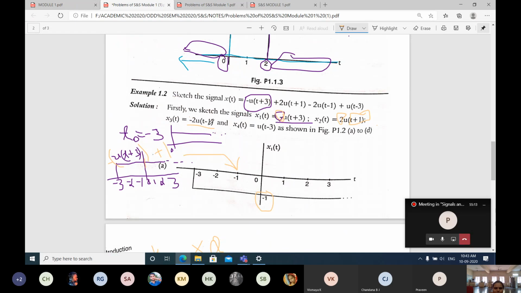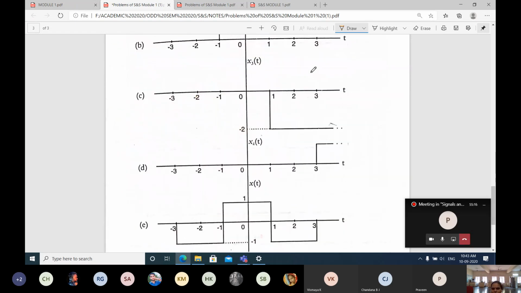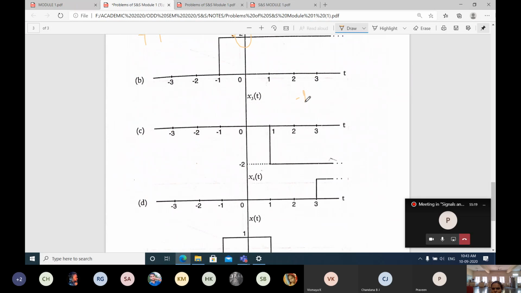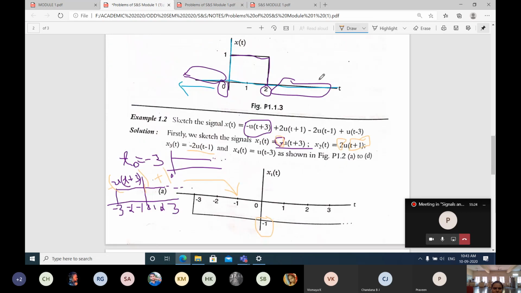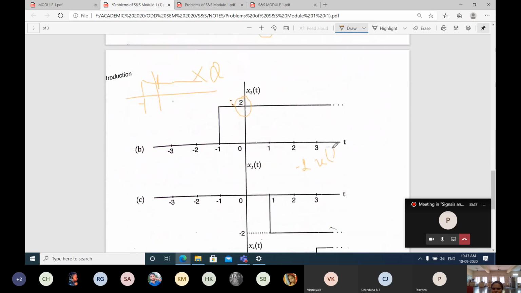Minus 2 u of t minus 1. What is the function? t minus 1. Okay. How to perform this? As usual, first consider u of t. This u of t, you have to write the x-axis, y-axis and all. Okay, this is our u of t. First I will do the shift operation, then we consider the scaling.